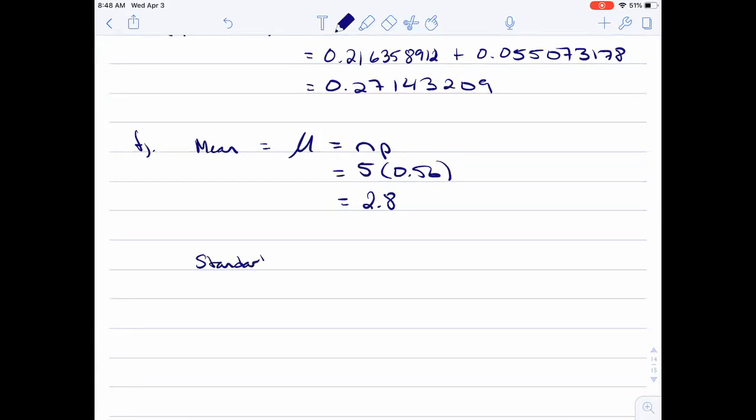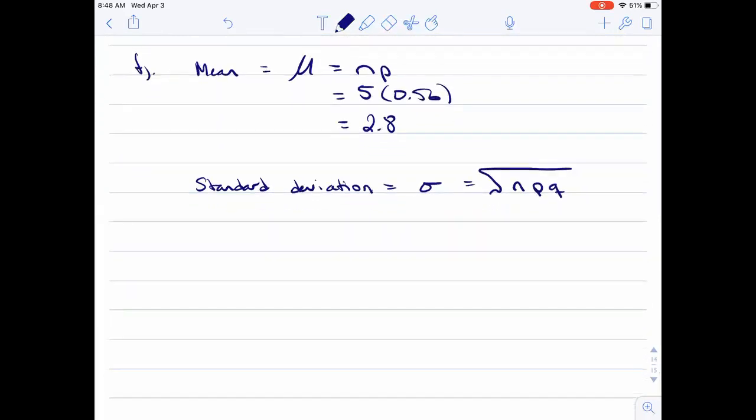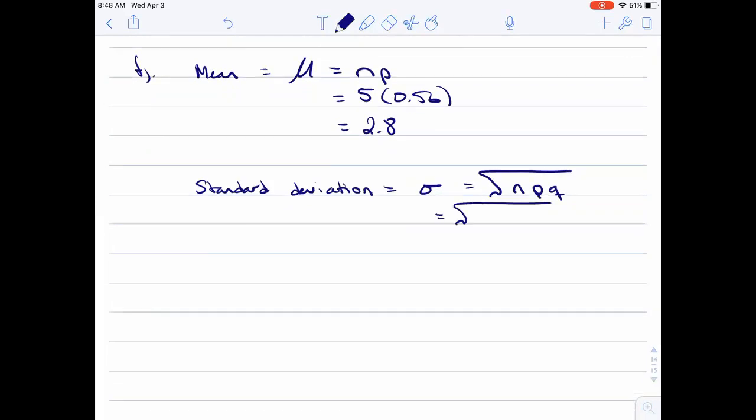The standard deviation is sigma, which is the square root of npq. So, square root of 5 times 0.56 times 0.44.